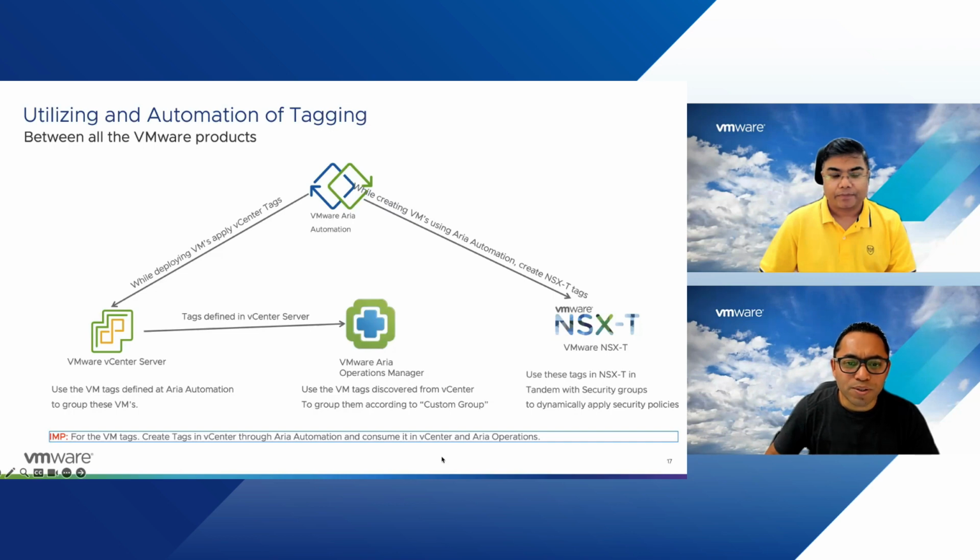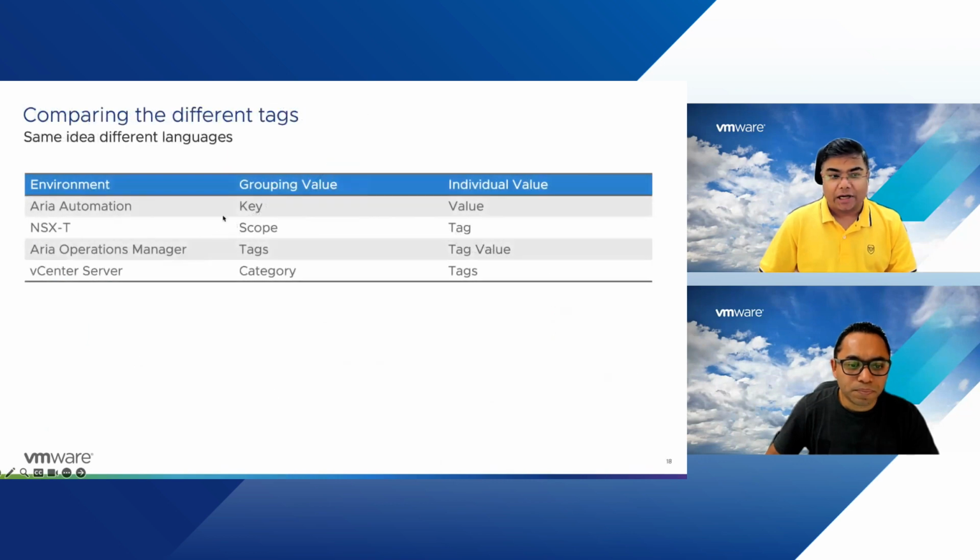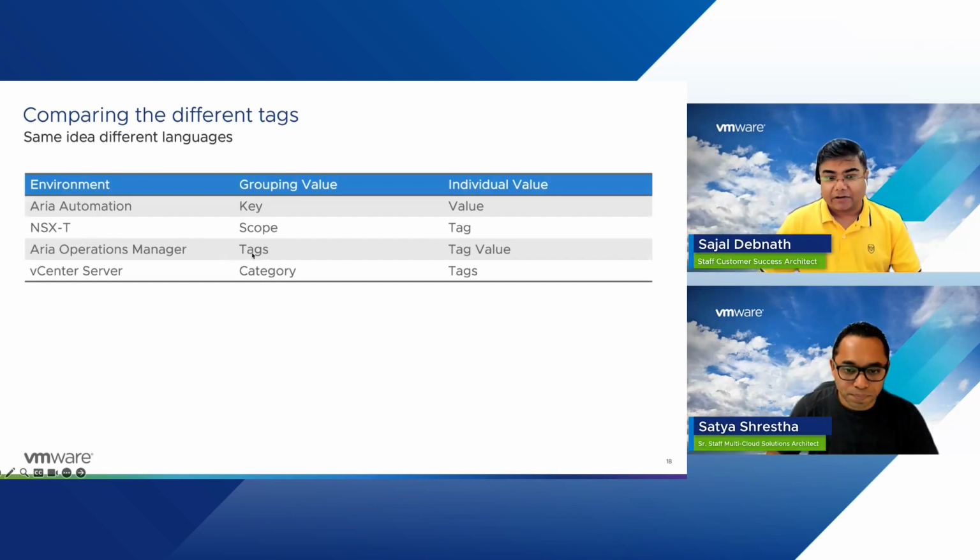So how do we summarize all of this? Is there a better way to look at it? Yes. In Aria Automation we have key value, where you are grouping the values and providing individual values to it. Look at it from that perspective. In NSXT it's the same thing: scope and tag. In Aria Operations: tag and tag value. And in vCenter Server: category and tag.